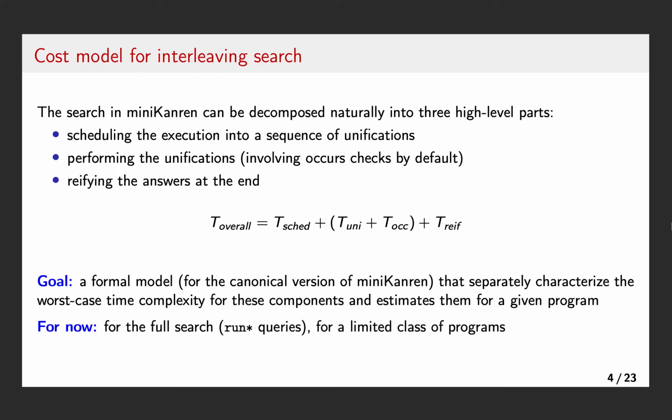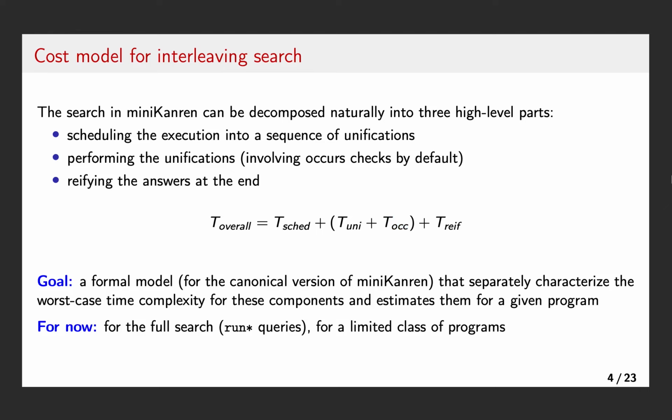So the overall time can be decomposed into these four components, and it's actually the scheduling time component that is responsible for the difference in the length example. Notice that we separate the time of occurs check because, as we've seen on the previous slide, it can make a huge difference, so we want to be able to detect it.